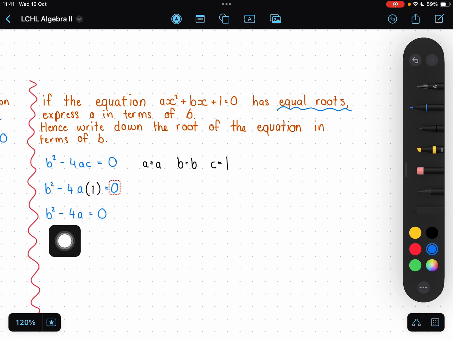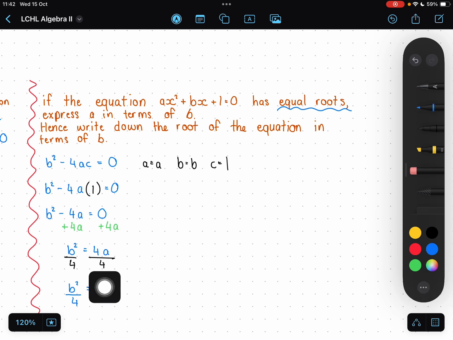So move a onto a side by itself, or move everything else onto the other side. It's up to you which one you want to do. I'm going to move a onto the other side, so I'm going to move all my a terms over. They were subtracting, so now they are adding, so that I get b squared is 4a. And I need a by itself, so I'm going to get rid of the 4 that was multiplying it by dividing, so that I have b squared divided by 4 is a. So I have now expressed a in terms of b.